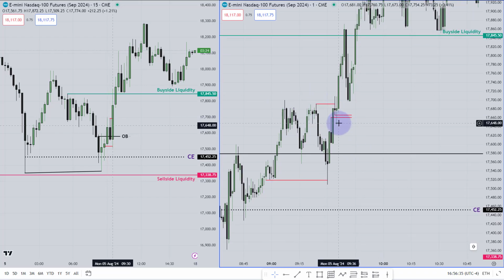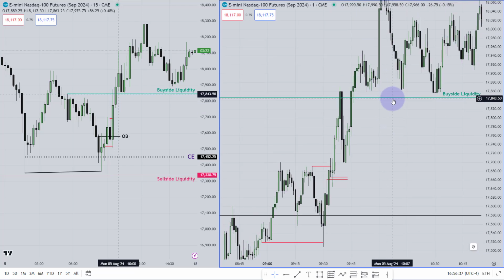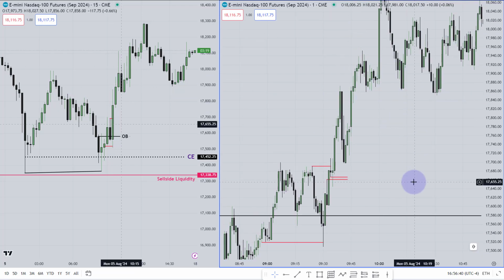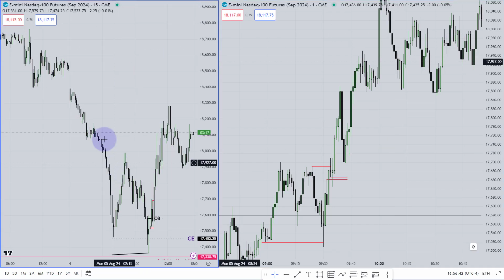So the market has already traded, that was the setup. After taking this buy side liquidity, am I going to think that the market is going to fall? No. Why? Because now I have this weekly new week opening gap.